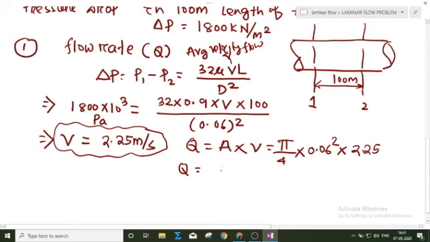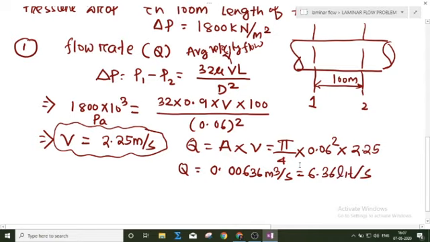What is the flow rate? That is 0.00636 meter cube per second, or in liter you can find out by multiplying by 1000, 6.36 liter per second.